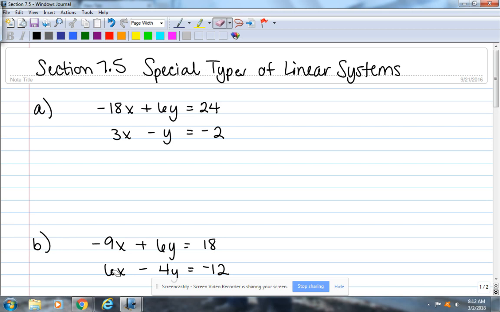So, on section 7.5, we were going to finish chapter 7 today. And the last thing we have to talk about is special types of linear systems. Now, what is the solution to a system of equations? An ordered pair. You got an x coordinate and a y coordinate. Makes a point. If you're graphing a system, what happens? The lines cross each other at that ordered pair, right?